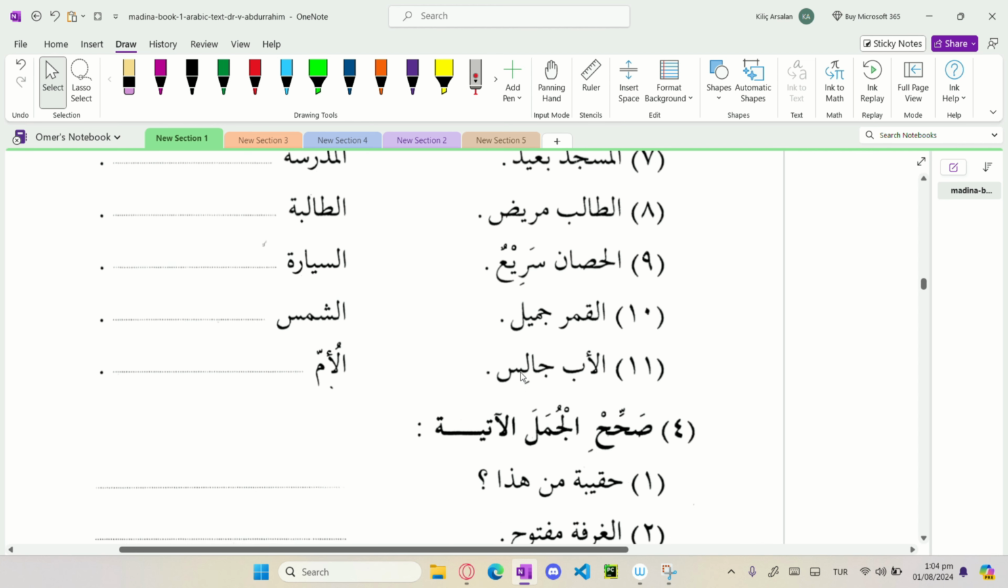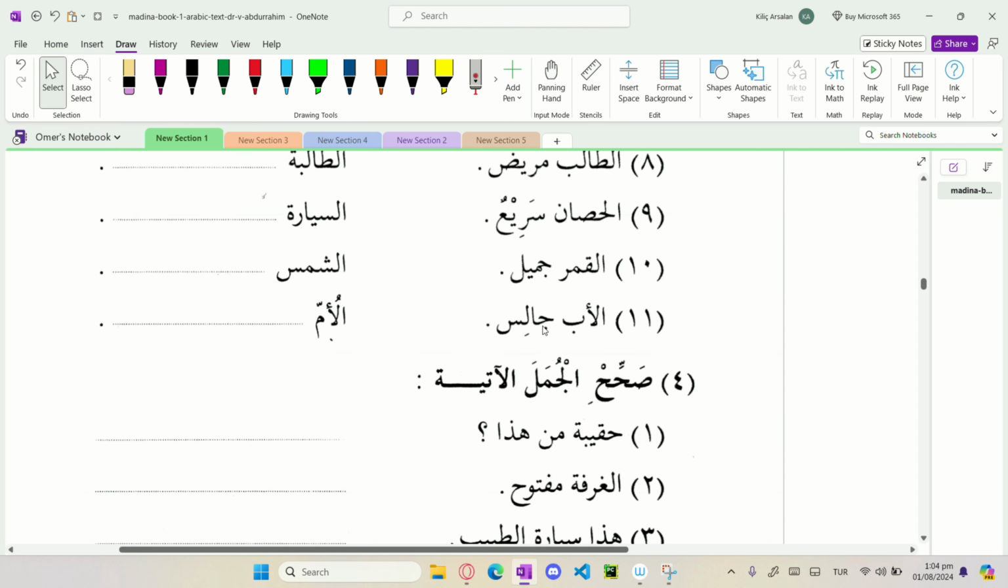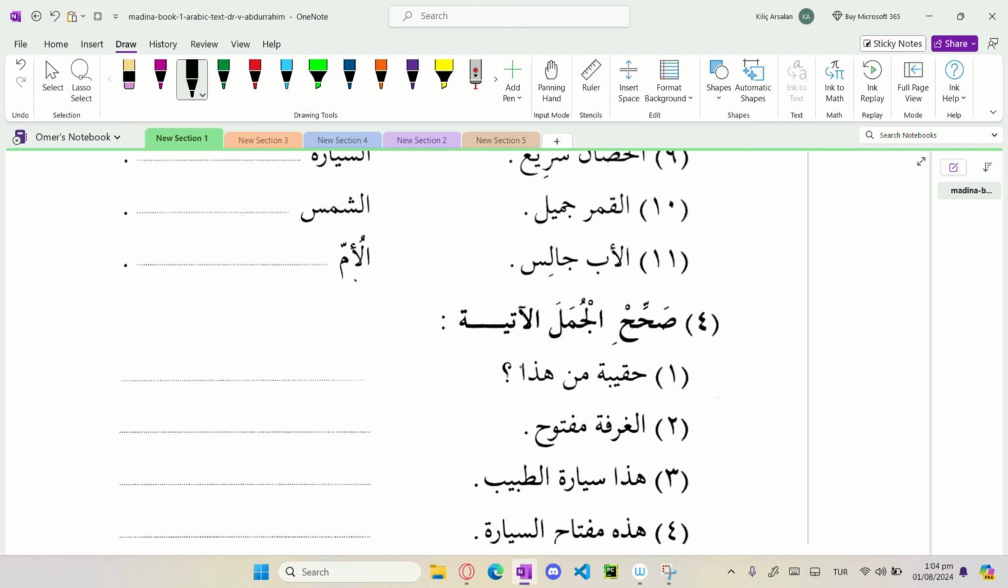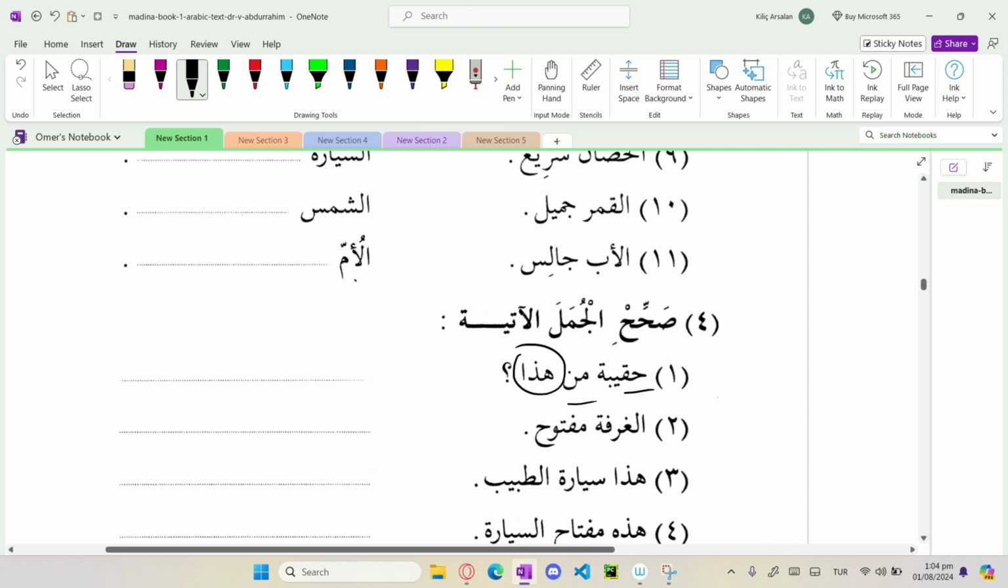And the rest of the exercise is similar. صحح الجملة الآتية, which means correct the following sentences. حقيبة من هذا. So this is مضاف ومضاف إليه. But this is حقيبة, so this should be هذه. الغرفة. It's not مفتوح, since الغرفة has a تاء مربوطة. مفتوحة. هذا سيارة. No, since سيارة is feminine. هذه سيارة الطبيب. مضاف ومضاف إليه.